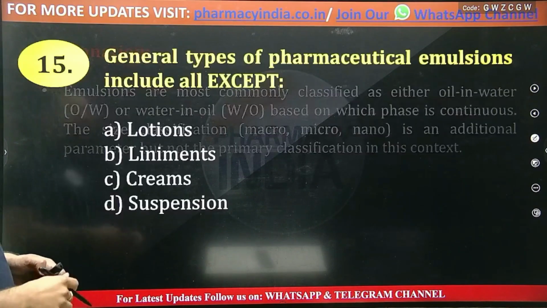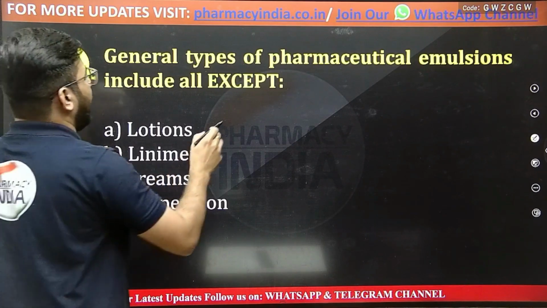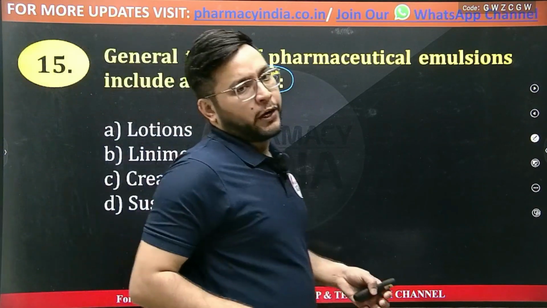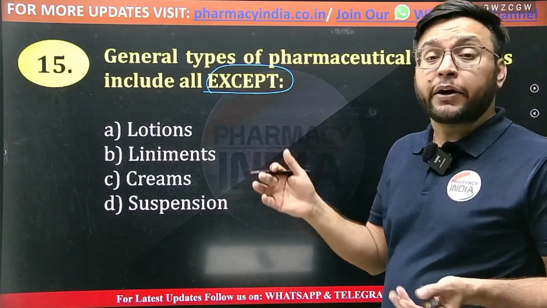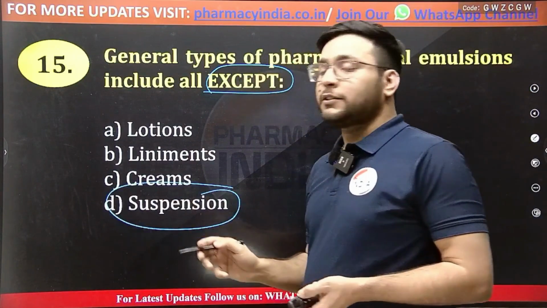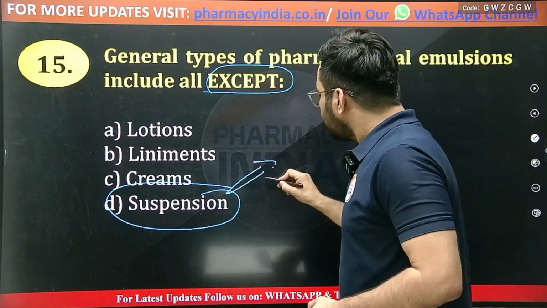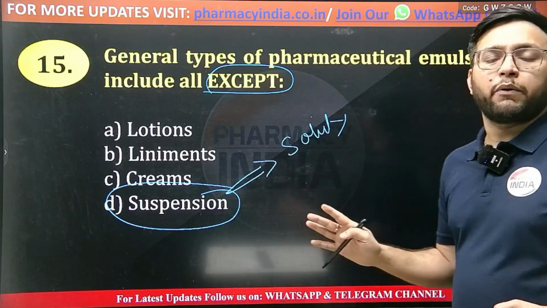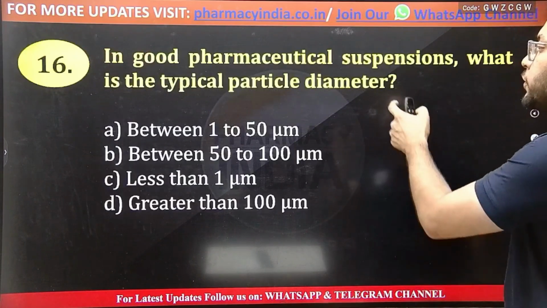Now moving on to the next question. General types of pharmaceutical emulsion include all except. You have to tell which is not included. So mainly by hit and trial, or the direct answer is suspension, because suspension is not a type of emulsion, because in this solid and liquid are involved, and the solid is insoluble. Now moving on to the next question.